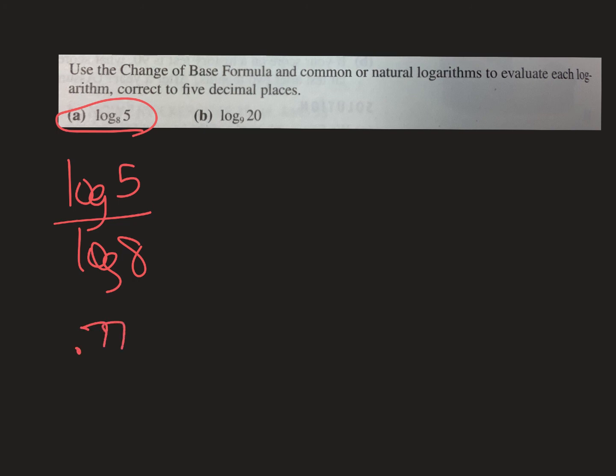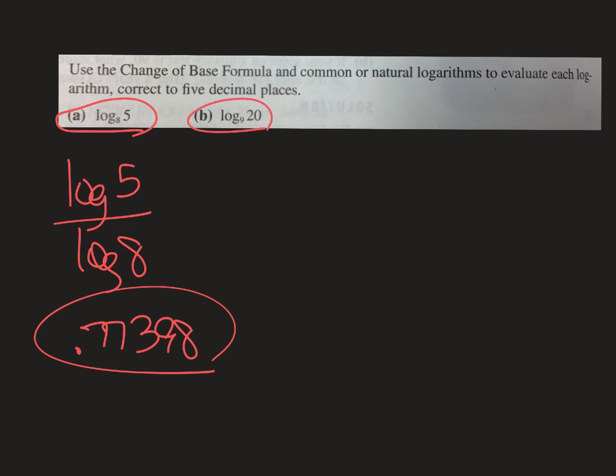The first one, it says log base 8 of 5. Don't know, like 8 to a power is 5, I don't know. So I'm going to do log of 5 over log of 8. The base goes on the bottom. Punch that in my calculator, and I'm getting 0.77398. All right, easy peasy.